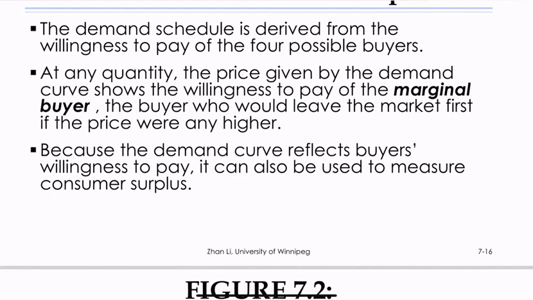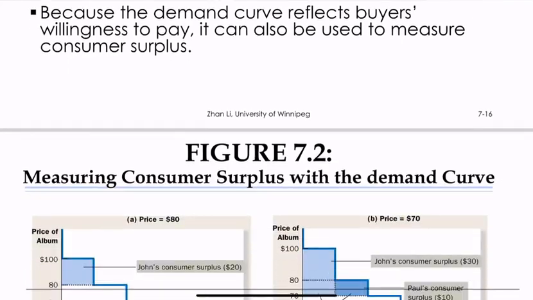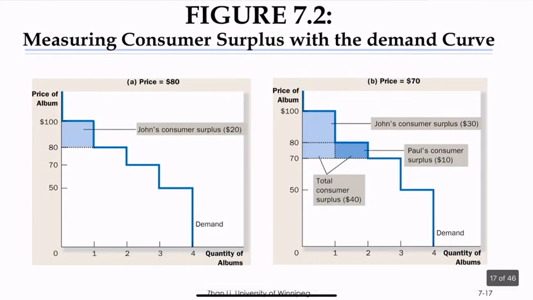This is useful because if the demand curve tells us buyers' willingness to pay, then we could basically use the demand curve to measure consumer surplus, right? Because we know that by definition, consumer surplus is the difference between price and willingness to pay. Now, if we have the demand curve, then we would know that consumer surplus is the difference between the demand curve and the price. Right? So how do you define the difference between the demand curve and the price?